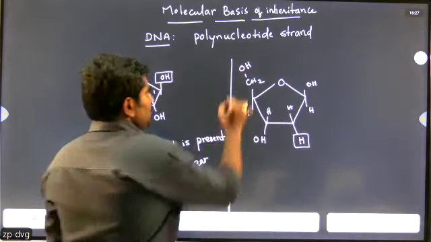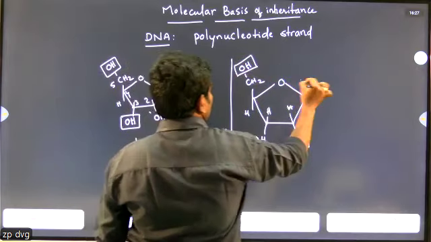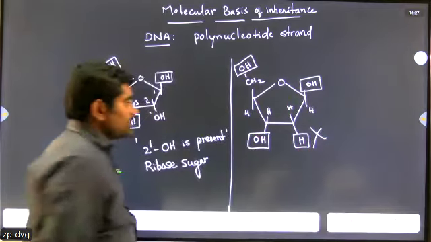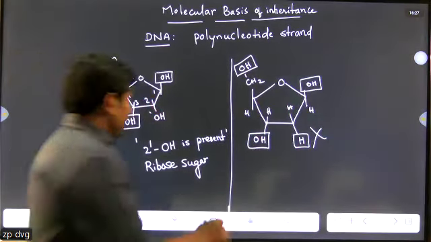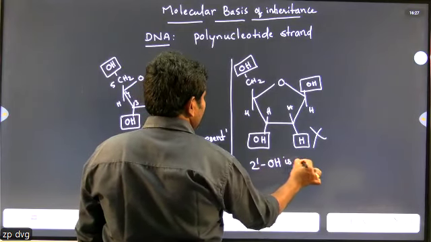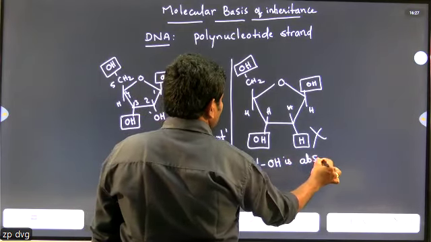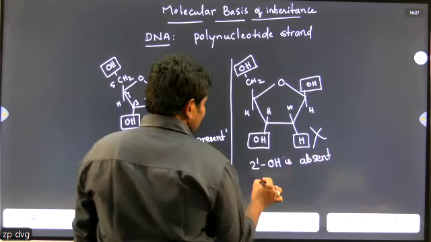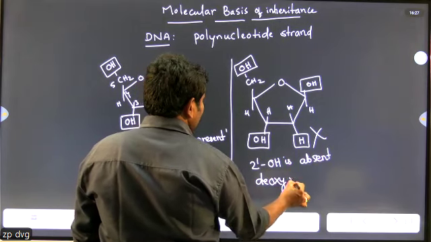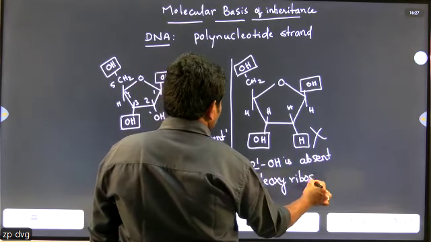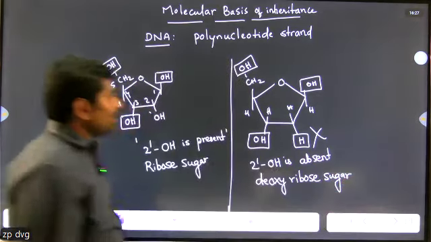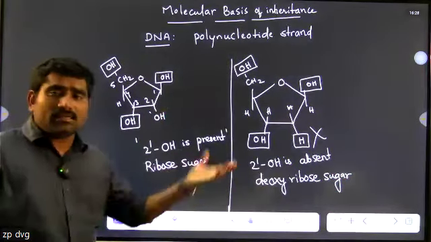Now if you see this, here one OH group is present, here one OH group is present. This is first carbon, this third carbon. But here there is no OH group in this case. So here we will say the 2' OH group is absent. 2' OH group is absent. So this is called deoxyribose sugar. Deoxyribose sugar, we will say, right? So this is deoxyribose sugar. Clear?